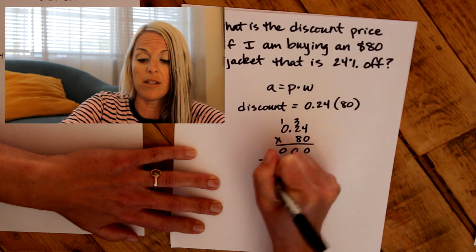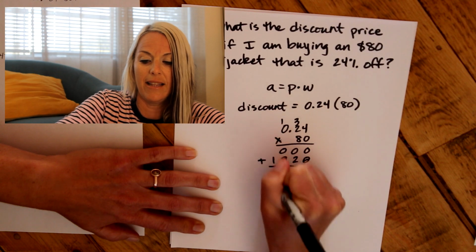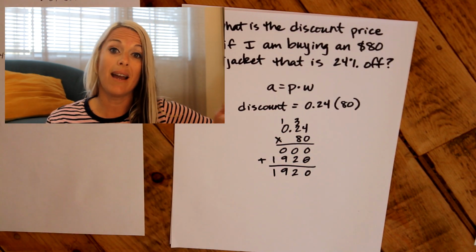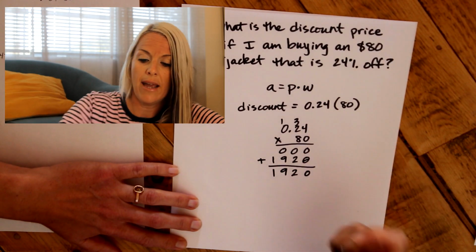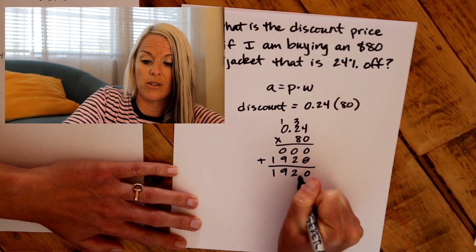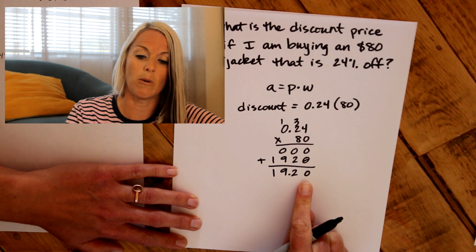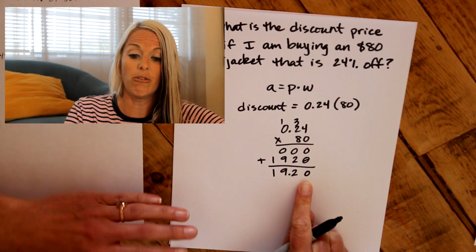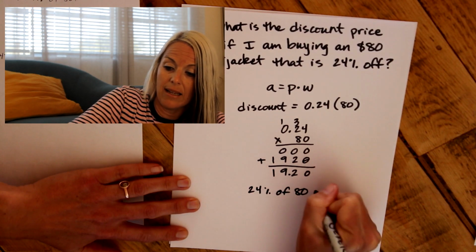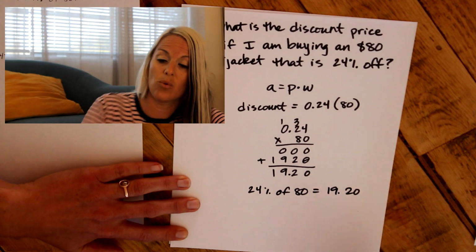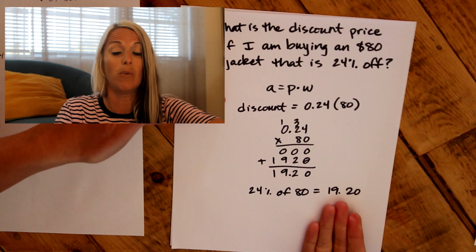So now I'm going to add those all together. I'm going to put a 0 here, a 2 there, a 9 there, and a 1 there. And I'm going to count how many place values are behind the decimal in my problem, which is 2. And I'm going to make sure that that's how many is in my answer. So I'm going to move that invisible decimal over, and I've got 2 place values behind the decimal. So now I know that 24% of 80 equals 19.20. So I know that the discount is $19.20.